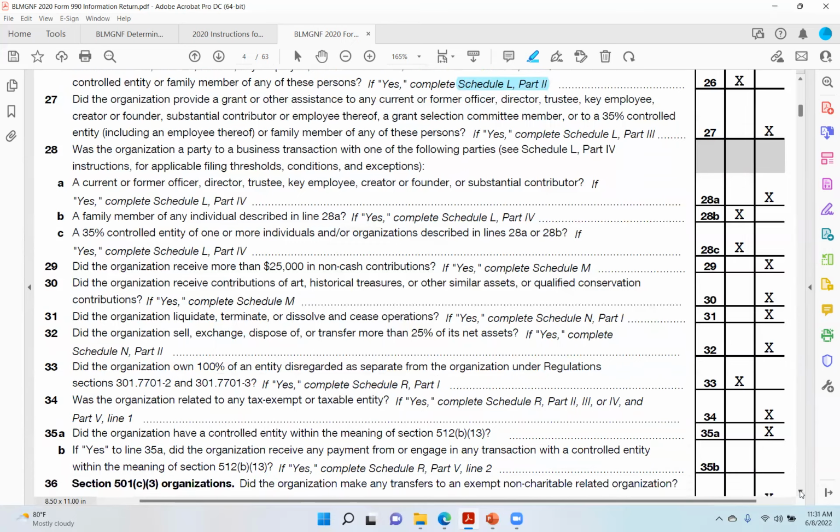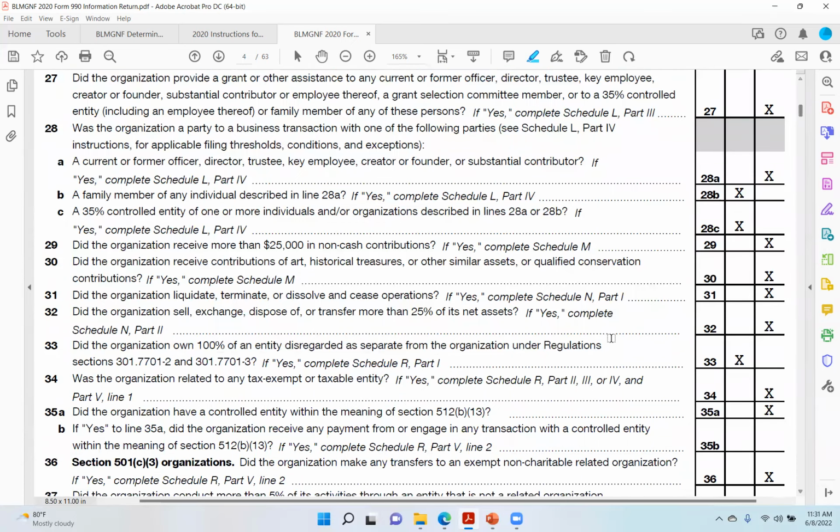27. Did the organization provide a grant or other assistance to any current or former officer, director, trustee, key employee, creator, founder, and so on and so forth? They said no. That's a red flag, because I know that that's not true.